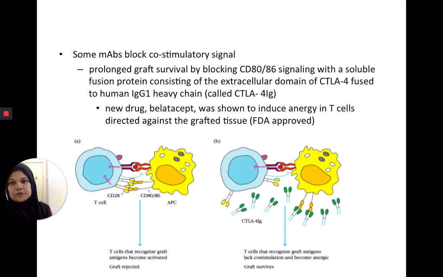There are also some monoclonal antibodies that block co-stimulatory signals, and so the graft survival is prolonged by blocking the CD80 signal. And so this is a new drug called belatacept, shown to induce anergy in T cells. So if you block the co-stimulation, then the T cell just becomes anergic and tolerant instead of activated.